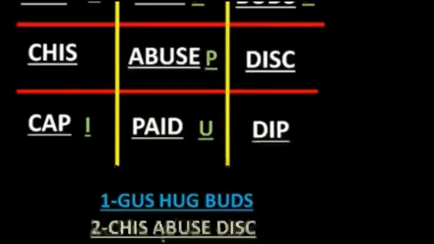So the three sentences that are going to help us to learn the differential diagnosis of different abdominal pains are going to be GUS HUG BUDS, CHEST ABUSE DISC, and CAP and I, PAID U, and DIP. I know that it might seem a bit funny at first, but trust me, it's really helpful if you're trying to learn the differential diagnosis of abdominal pains for the first time. And then after that, with practice, you could learn the differential diagnosis of different abdominal pains in an easier way.